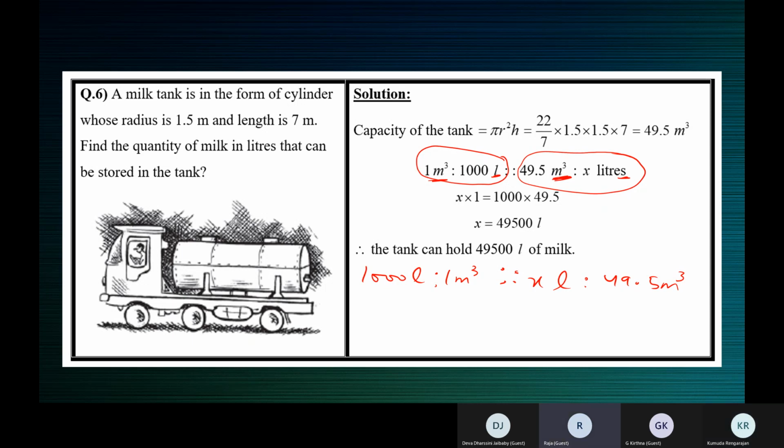But is this 1 meter cube is 1,000 liters a formula, or are we writing that as a part of this? That's the general relationship. 1 meter cube is 1,000 liters is the general relationship. Now we are finding it specifically for 49.5 meter cube using this general relationship.